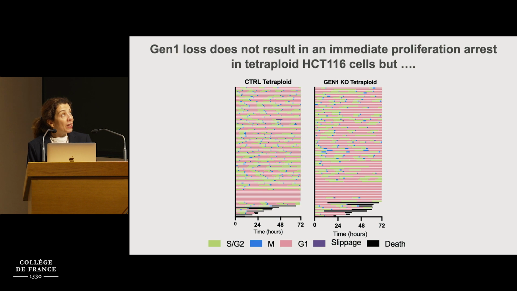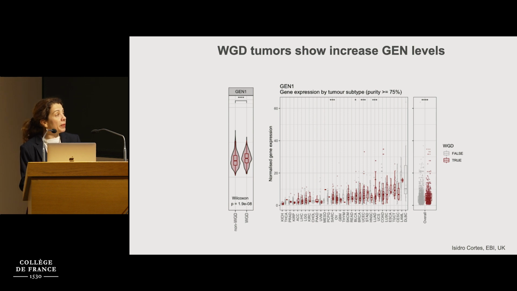Now, in both cases, p53 is present, and if we remove p53 from RPE1 cells, they will keep going. So a prediction of our findings is that a tumor that has tetraploid cells will be relying on Gen1 to continue to proliferate. And so we teamed up with Isidro Cortes at the EBI near Cambridge, and he analyzed a series of tumors where we have the annotation for the levels of whole genome duplication. And indeed, we can see that several tumors actually show an upregulation of Gen1 when they are whole genome duplicated.